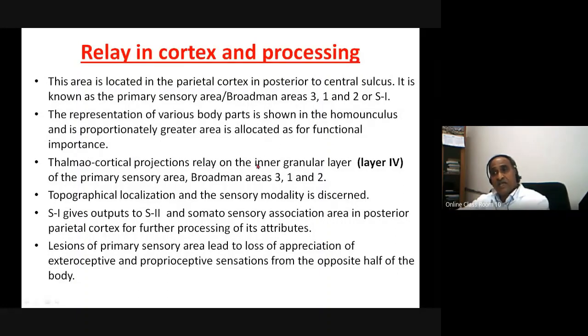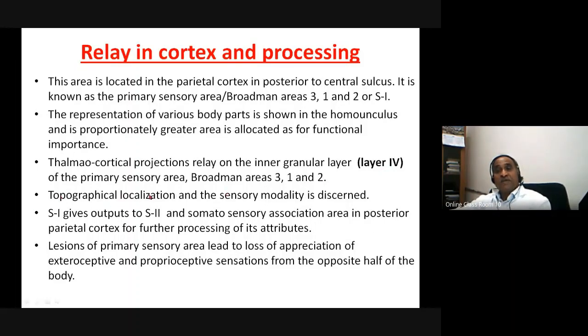Thalamocortical projections relay in the inner granular layer of the cerebral cortex. The cerebral cortex is divided into 6 layers, and layer 4 is a granular layer. In this layer, the thalamic outputs come and relay. That is in layer 4 of the Brodmann area.